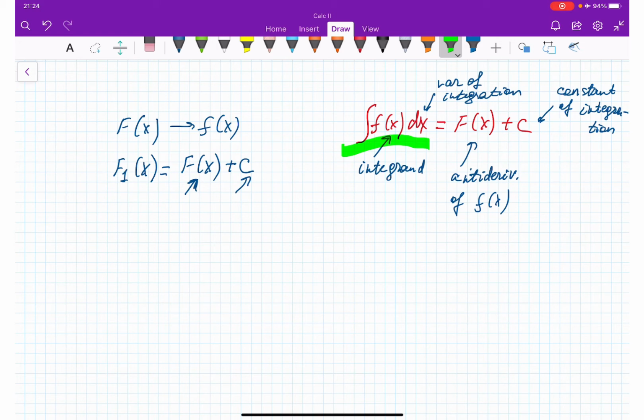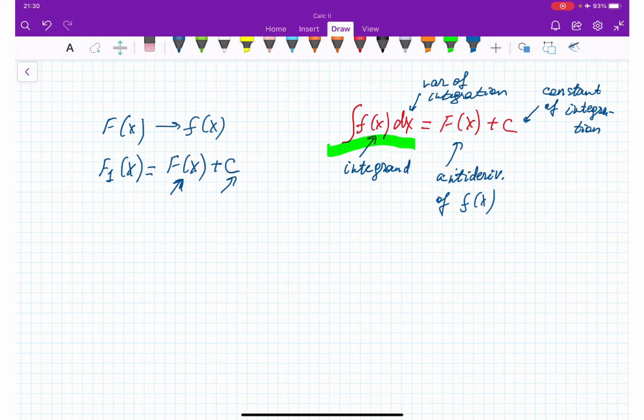Okay? Also, it's very easy to check the result of integration. All we have to do is take the derivative and see if we get the function under the integral. So before we start solving some basic problems, I would like to show you basic integration formulas.